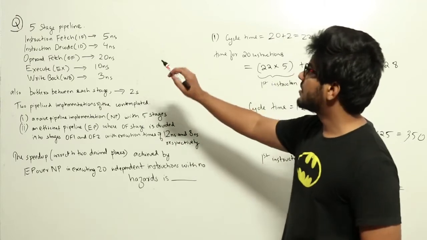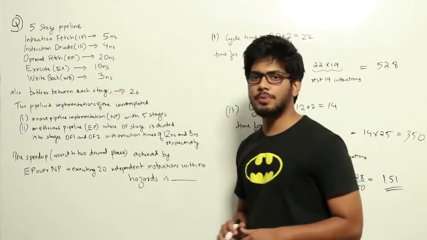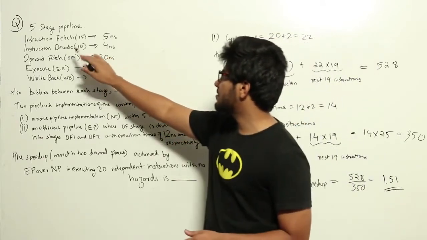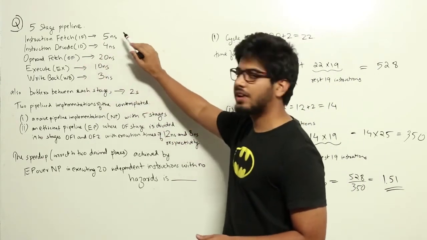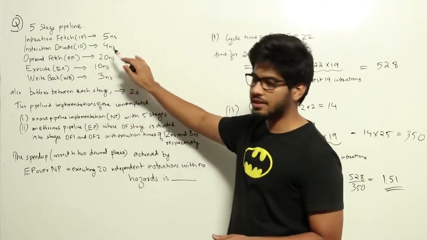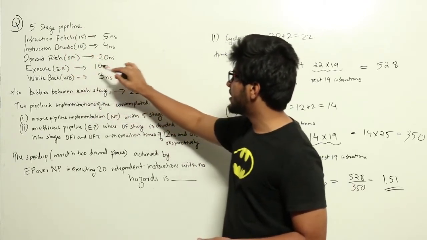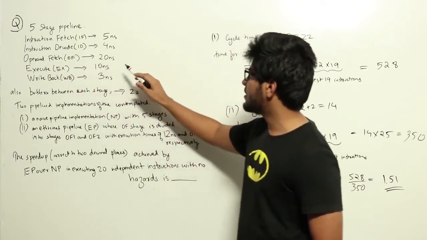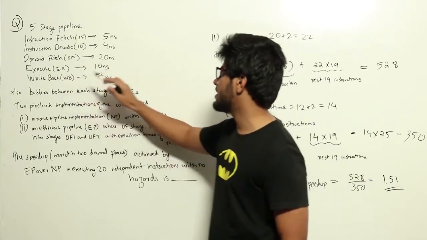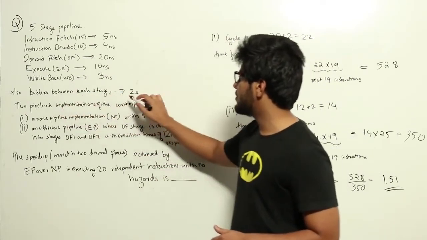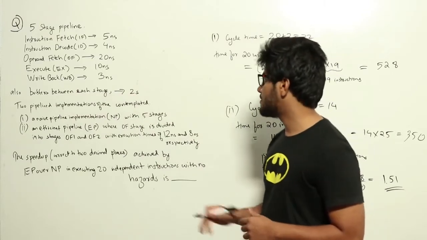In the question, they were saying that we have a 5-stage pipeline processor, which has these 5 stages: instruction fetch IF, which takes 5 nanoseconds; then the instruction decode stage, which takes 4 nanoseconds; then the operand fetch stage, which took 20 nanoseconds; then the execute stage, which will take 10 nanoseconds; and the write back stage, which takes 3 nanoseconds. Also, there are buffers between each stage, which will take an additional 2 nanoseconds.